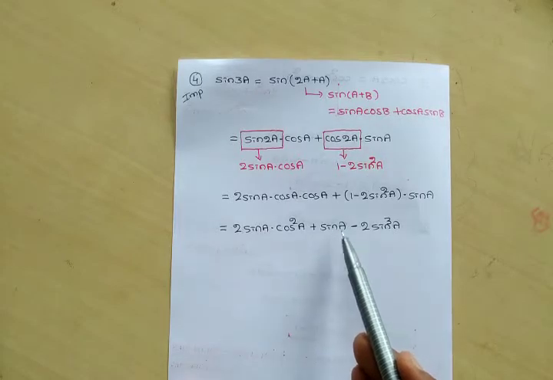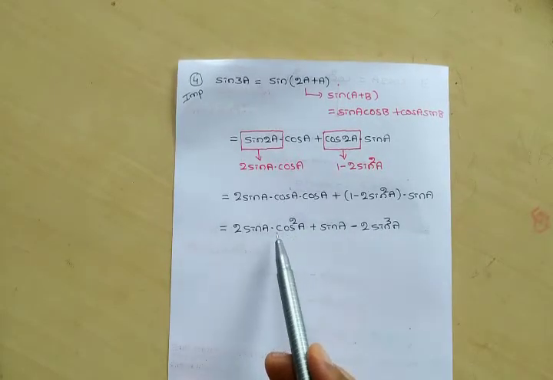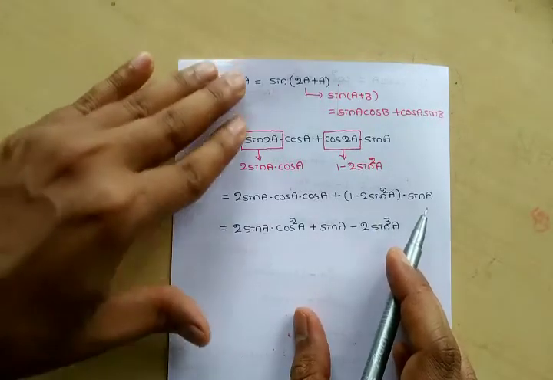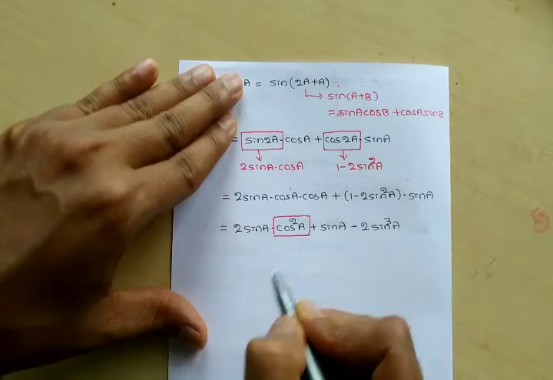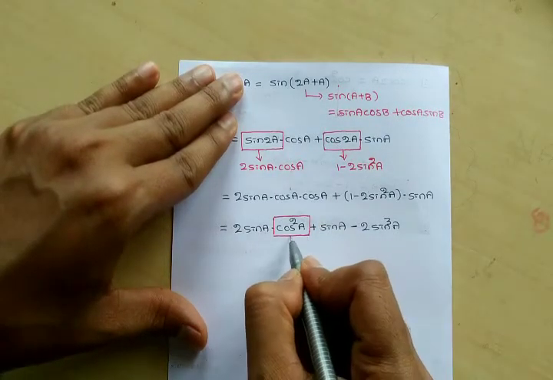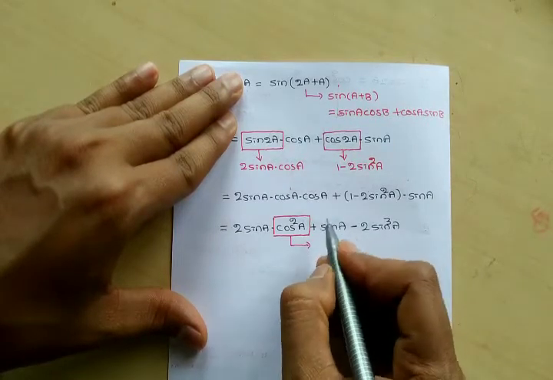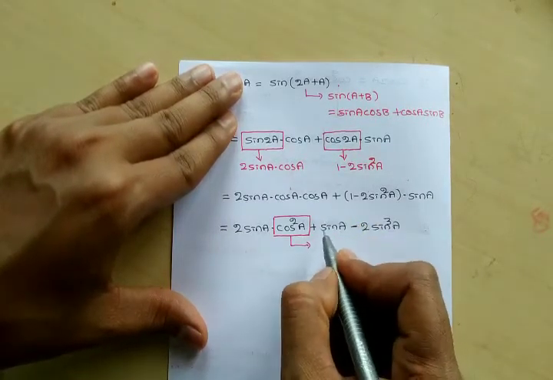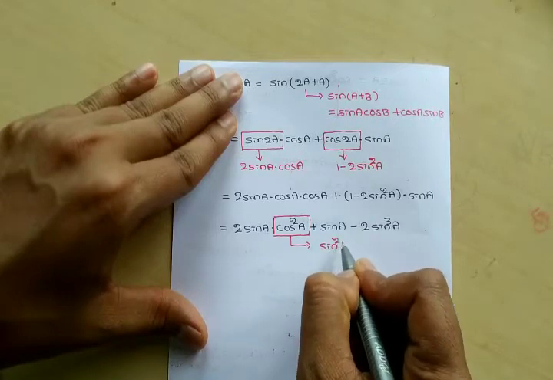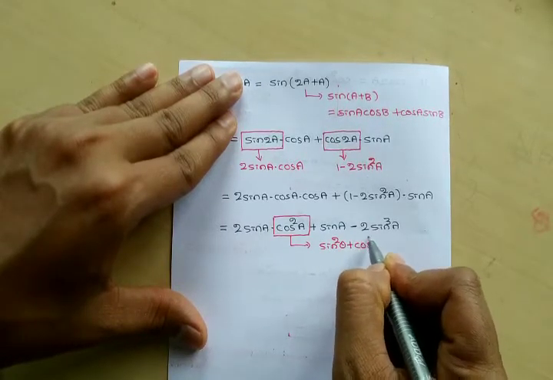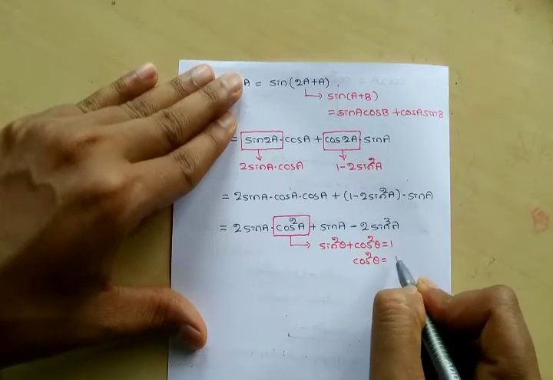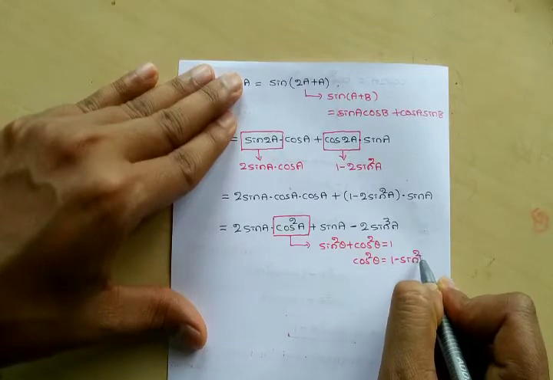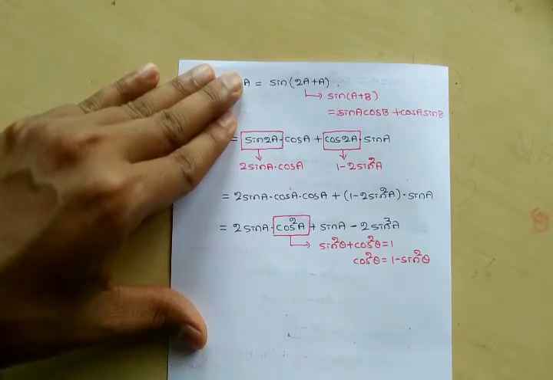Here also sin is there, here also sin is there, only one cos is there. Correct? So next step, this cos square A I am going to replace in terms of sin square. So for that I am going to apply which formula? You know this trigonometry identity formula, correct? So what is that? Sin square theta plus cos square theta is equal to 1. Here cos square theta is equal to 1 minus sin square theta. So this formula I am going to replace.